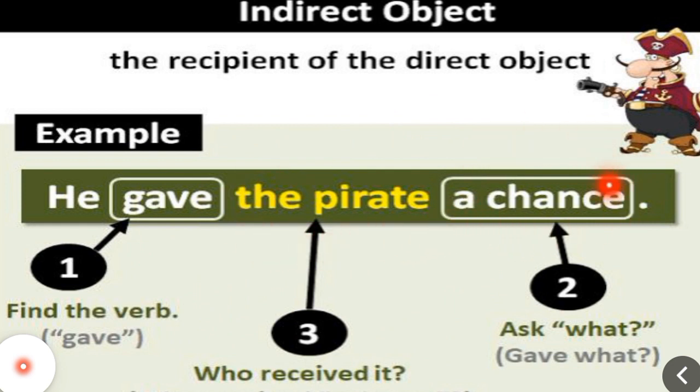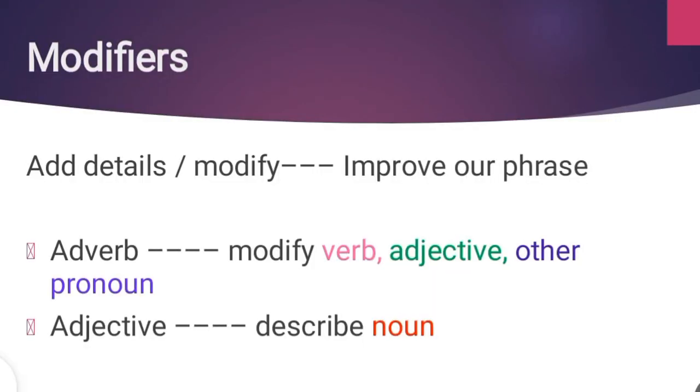So the pirate is receiving the action of the object, so it is an indirect object. Modifiers are used to add details. We can utilize modifiers to improve or modify our phrases.